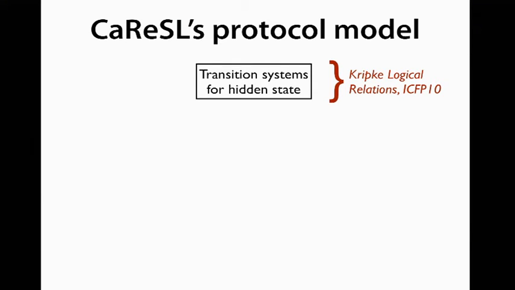And to model these protocols, we started with a recent state-of-the-art logical relation work from ICFP10, which showed in the sequential setting how to use a kind of transition system to explain the evolution of hidden state. Okay. It turns out this is a very natural fit for concurrency, but to scale it up, you need to add a few features to the basic transition system model.